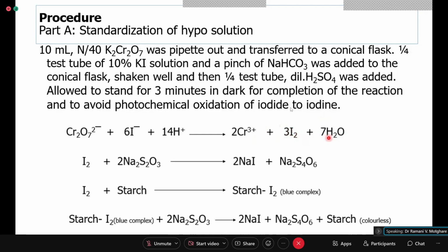So this I2 is determined using thiosulfate, and towards the end point, when you are very close to the end point, you add starch to it, you get a blue color. This blue color will disappear when you titrate further with sodium thiosulfate to give a colorless solution where starch is set free and all of the iodine is consumed in NaI formation. Okay, so this is regarding the standardization.